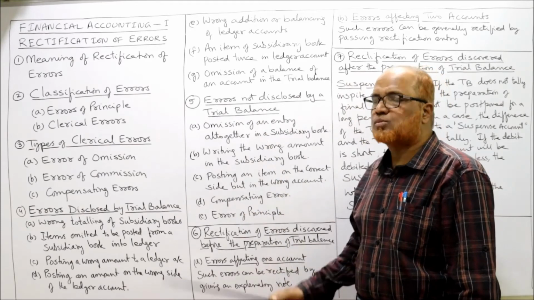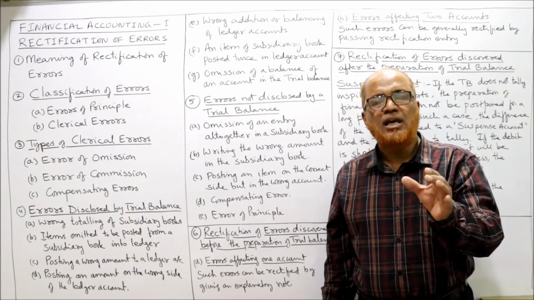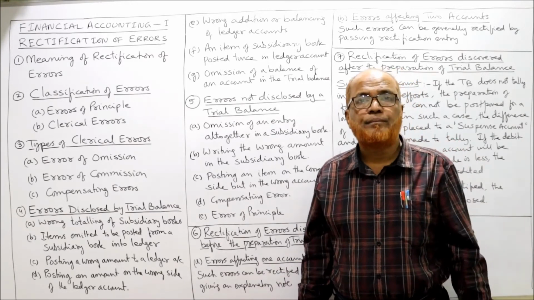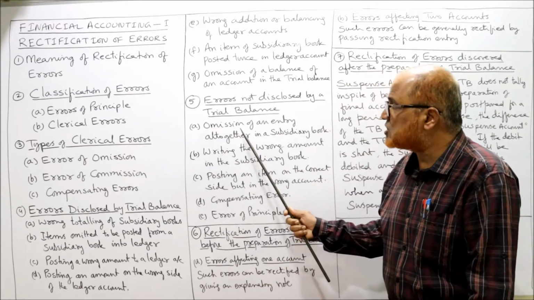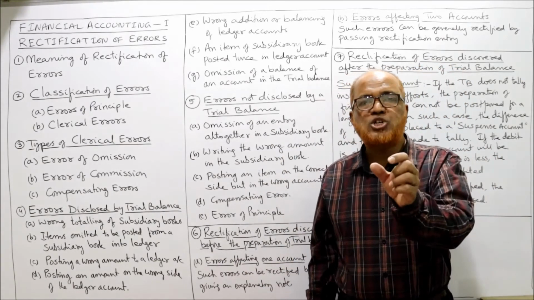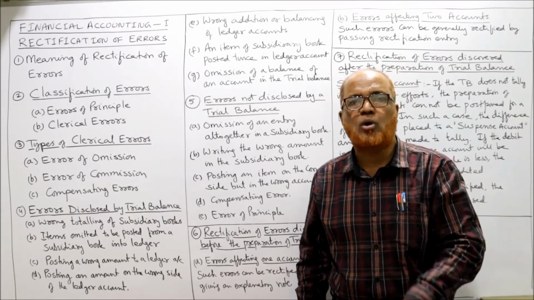Errors not disclosed by a trial balance. Errors not disclosed by a trial balance means in spite of having those errors, our trial balance still will agree. So what are those types of errors? First, omission of an entry altogether in a subsidiary book.